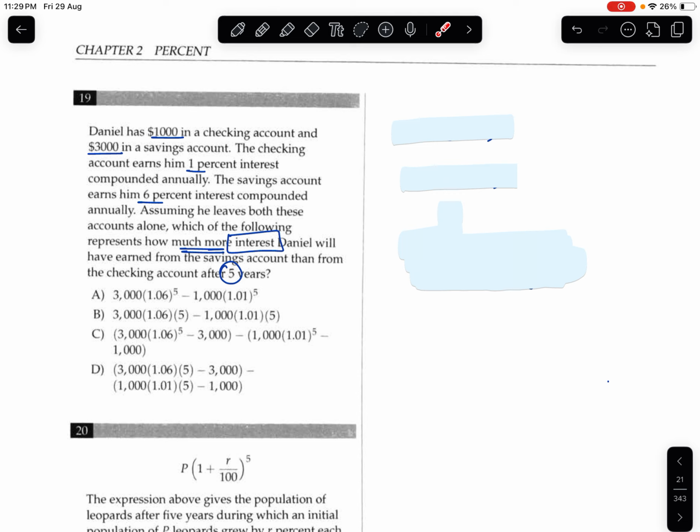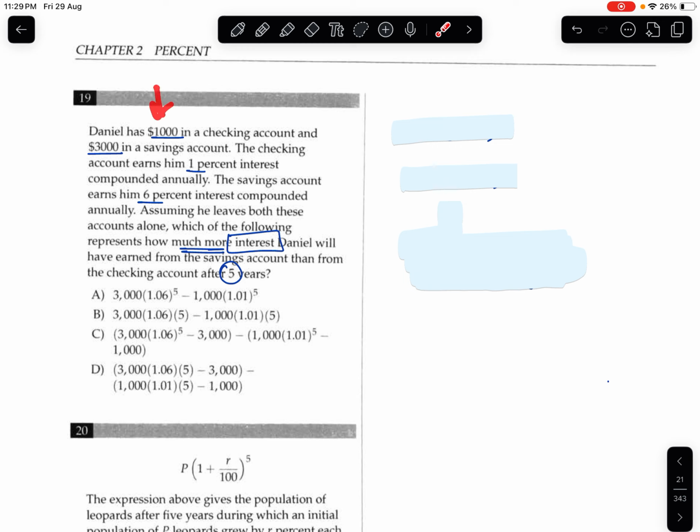Question 19. Daniel has $1,000 in a checking account and $3,000 in a savings account. The checking account earns him 1% interest compounded annually. So we're not dealing with simple interest, we've got compound interest. The savings account earns him 6% interest compounded annually. Assuming he leaves both these accounts alone, which of the following represents how much more interest Daniel will have earned from the savings account than from the checking account after 5 years?